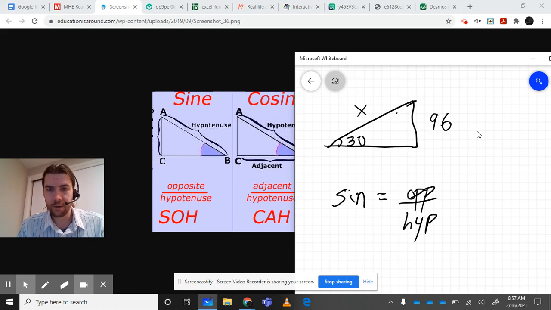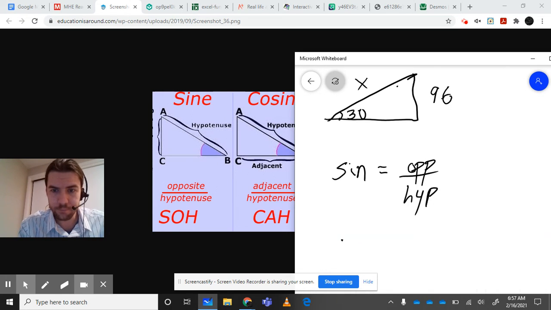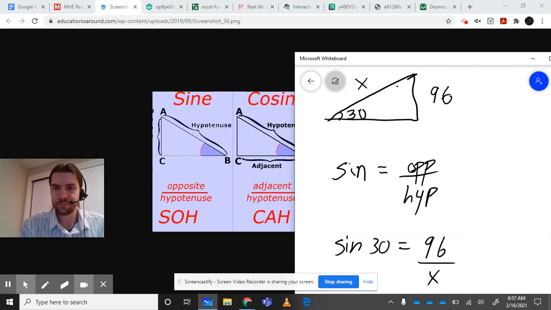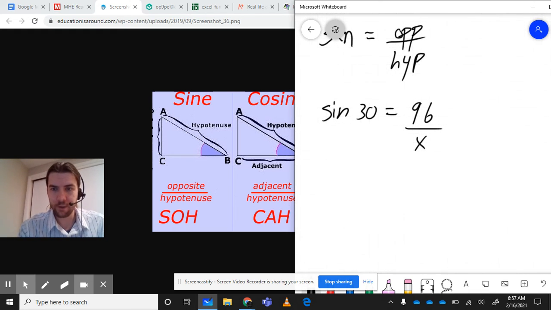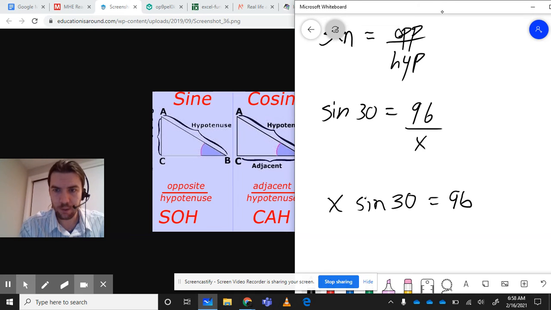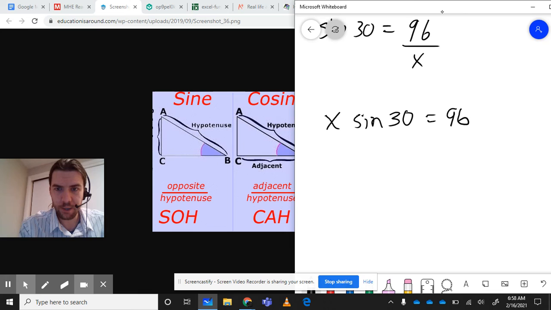So the sine of this angle, the sine of 30 degrees, equals the opposite side, 96, over x. We're trying to find x. Now, if we want to do a little algebra right here, I could multiply both sides by x to get x sine 30 equals 96. And I could divide both sides by sine of 30 to get x by itself.